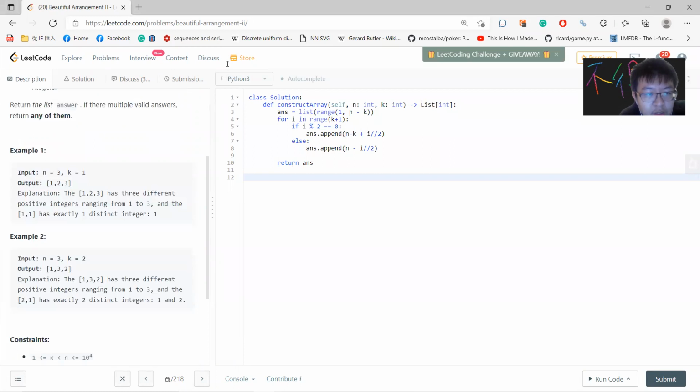If n is 3 and k equals 1, you can get 1, 2, 3, because the difference between neighbors is 1 and 1, so there's only one distinct value. If n is 3 and k is 2, you get 1, 3, 2, because the differences are 2 and 1. Okay.